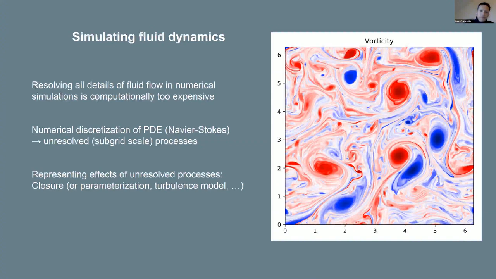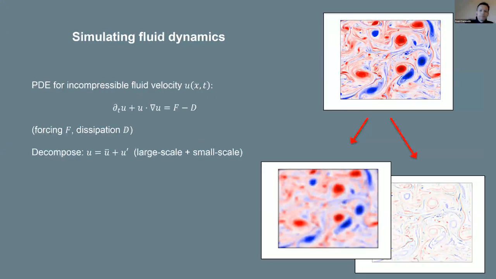To see why it is complicated to formulate closures and parameterizations, here is a very simple, almost sketchy representation of a PDE for incompressible fluid flows. There is the velocity u, which depends on space x, which will be 2 or 3 dimensional, and time. Let me see if I can draw with the mouse pointer. I hope you see it on your screen. So there's the time derivative.